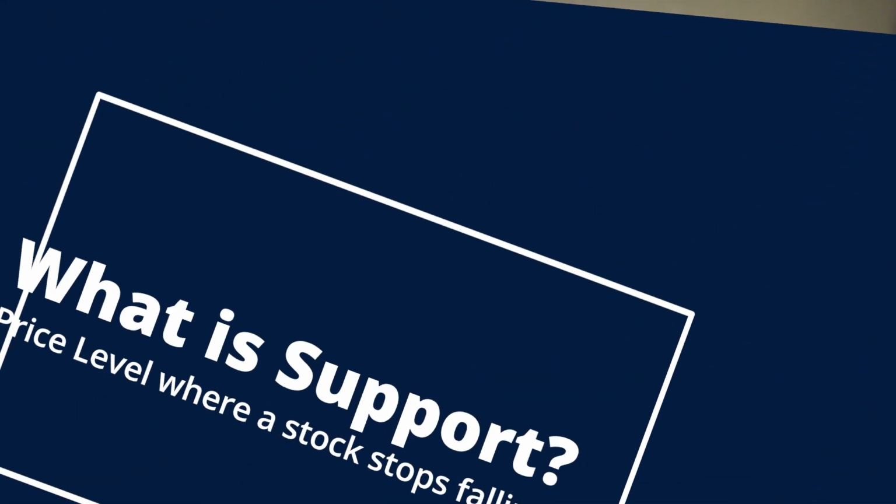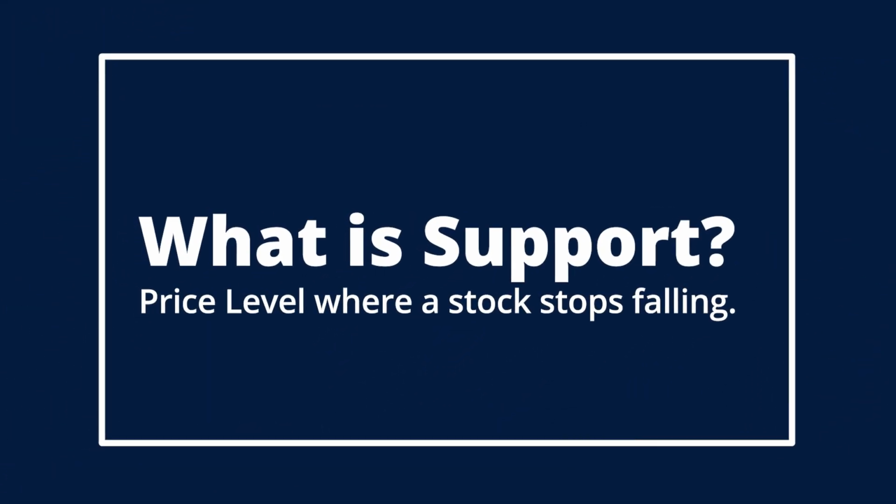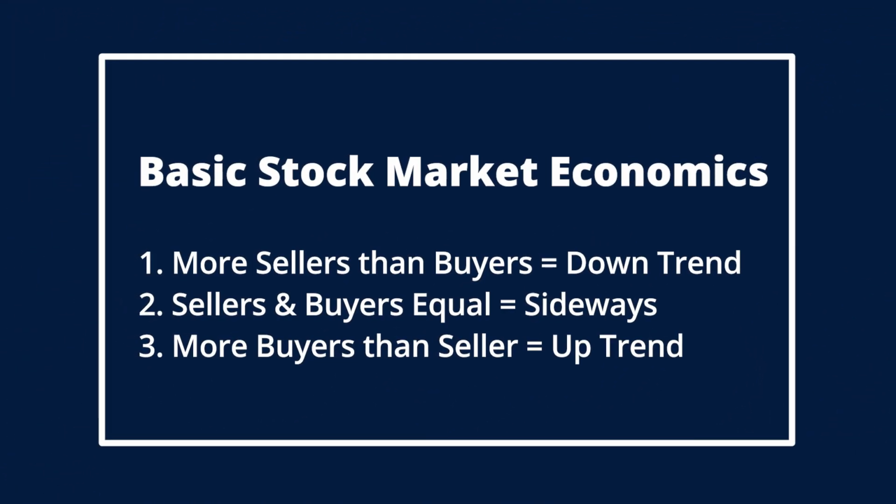To define support, we can say a support level is a price point where a stock stops falling. Now, in order to fully understand this concept, we need to know why this happens. If we think about simple market economics, we have the well-known concept of supply and demand. Applying this concept to the stock market, we know that when there are more sellers than buyers, price trends downwards until either the sellers and buyers are equal in number, resulting in the price action moving sideways, or more buyers enter the market, outnumbering the sellers, resulting in the price decrease slowing and then beginning to rise again.